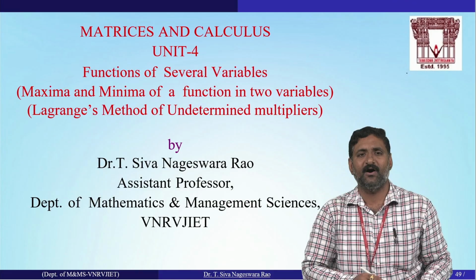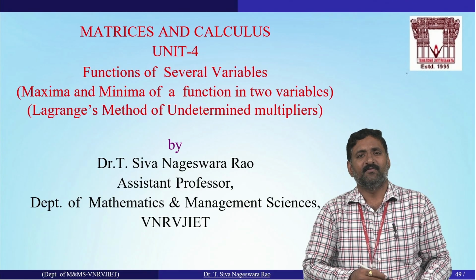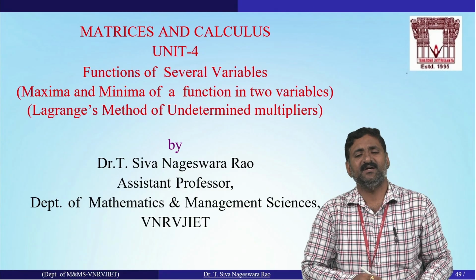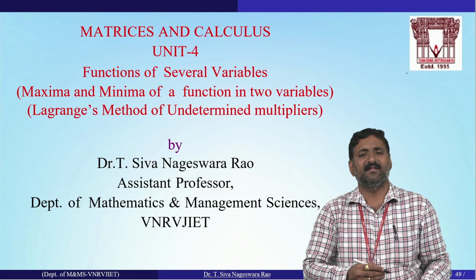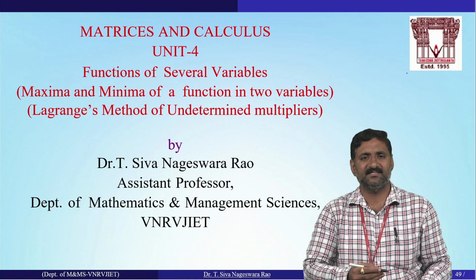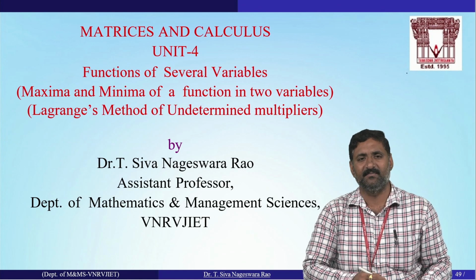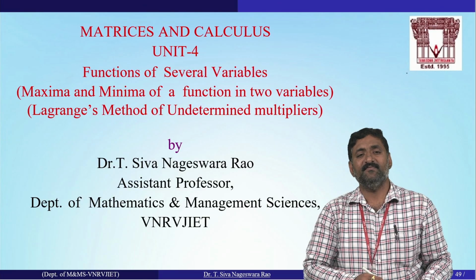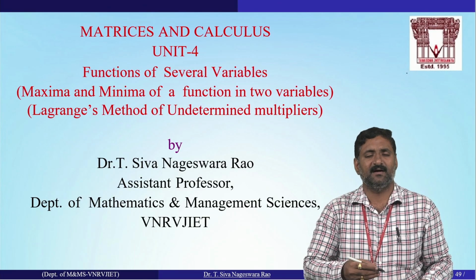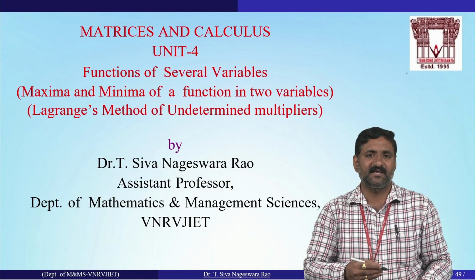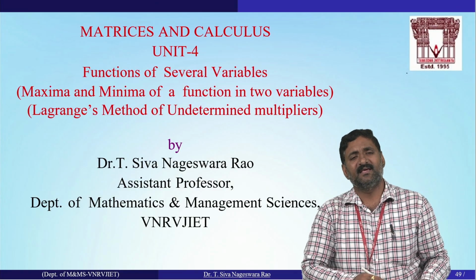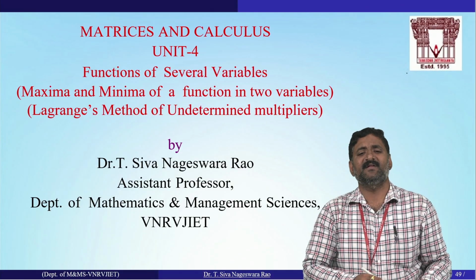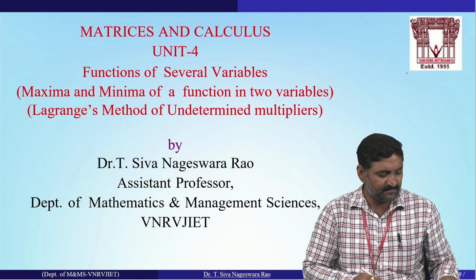Based on the procedure, we found critical points. We found the d value by using second order partial derivatives. Based on the conditions, we decided whether the function will have a minimum value, a maximum value, or neither maxima nor minima. Now, in this lecture, we will see how to find extreme values of the given function by using the given constraint, by using Lagrange's method of undetermined multipliers.